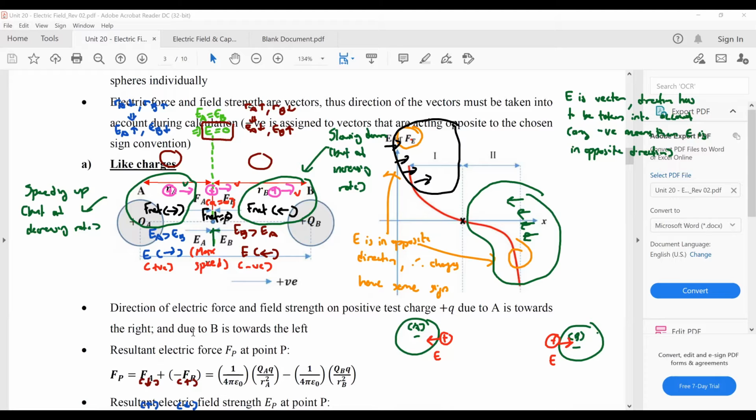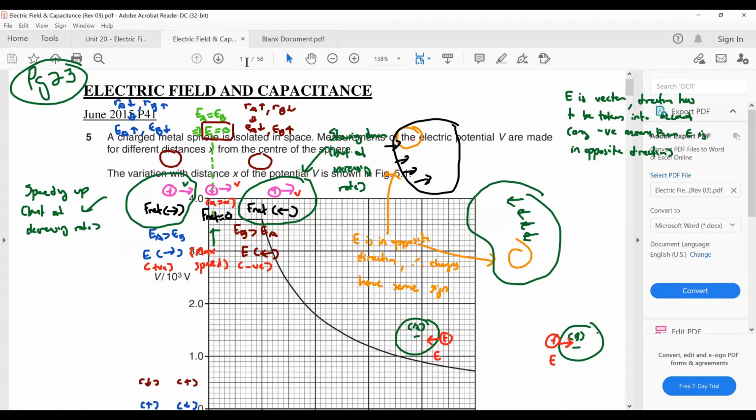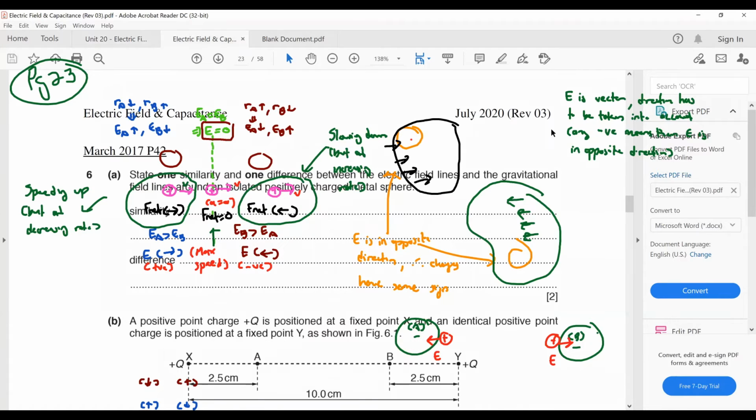Maybe it's better if I just illustrate to you with a question. Have a look at page 23 of your worksheet. This one will allow you to test what you've just learned. Have a look at page 23 of your worksheet. Right. Okay, so this one I'll just clear it off first.